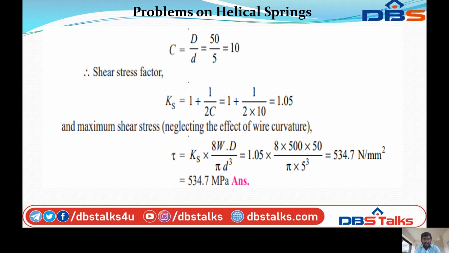So this formula is already given in the previous class. So constant values, C is equal to capital D by small d, Ks is equal to 1 plus 1 by 2C. You can see in the derivation also. So maximum shear stress tau also seen in the previous class in derivation part. Tau is equal to Ks into 8 W into capital D by pi d cube. So we can substitute the values. Finally the shear stress tau is equal to 534.7 megapascal.